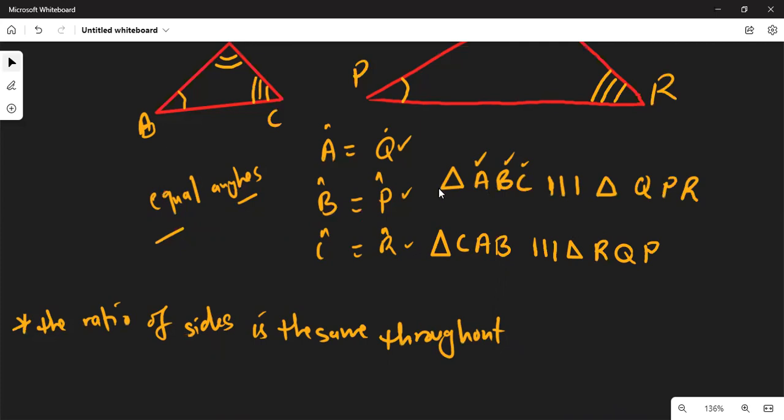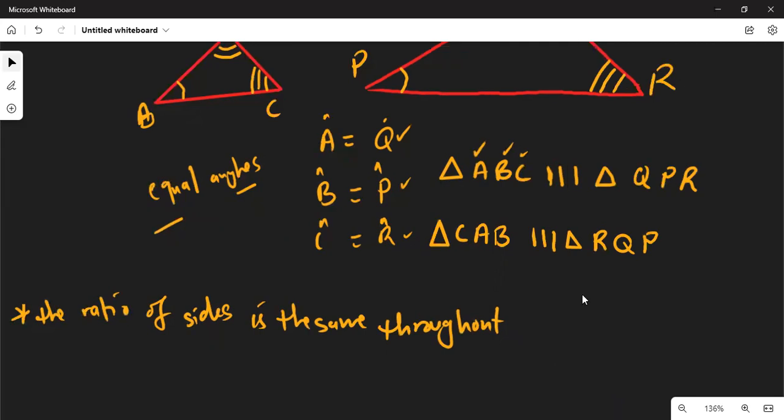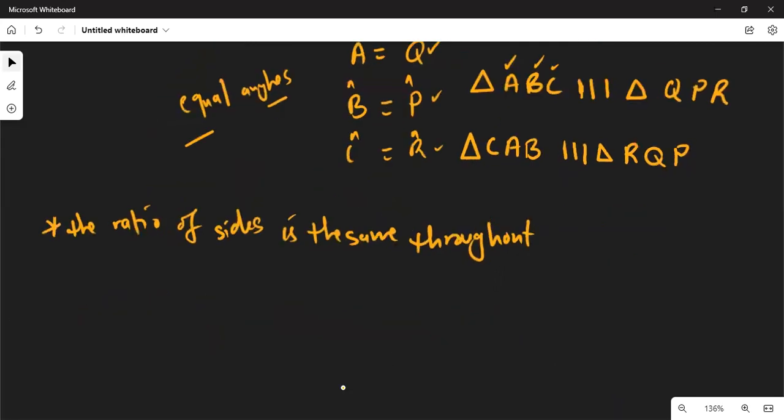So I want to take this first part of these similar figures as an example of how to take this ratio of sides. So we said triangle ABC is similar to triangle QPR.